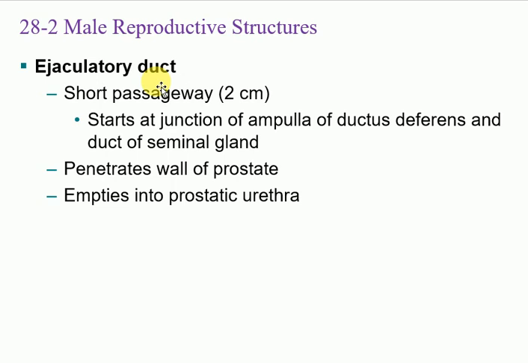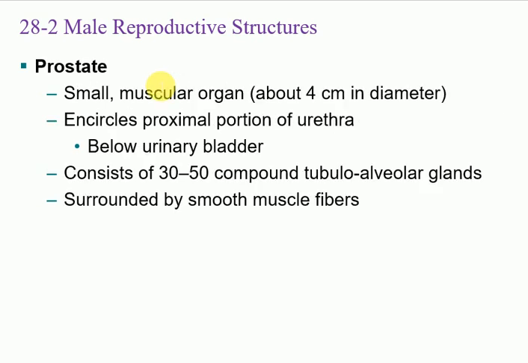The ejaculatory duct, we take it from there after the ampulla, joining the duct of the seminal vesicle, making the ejaculatory ducts, and goes into the prostatic urethra. The prostate is number two, and it's about a third that comes from the prostate.